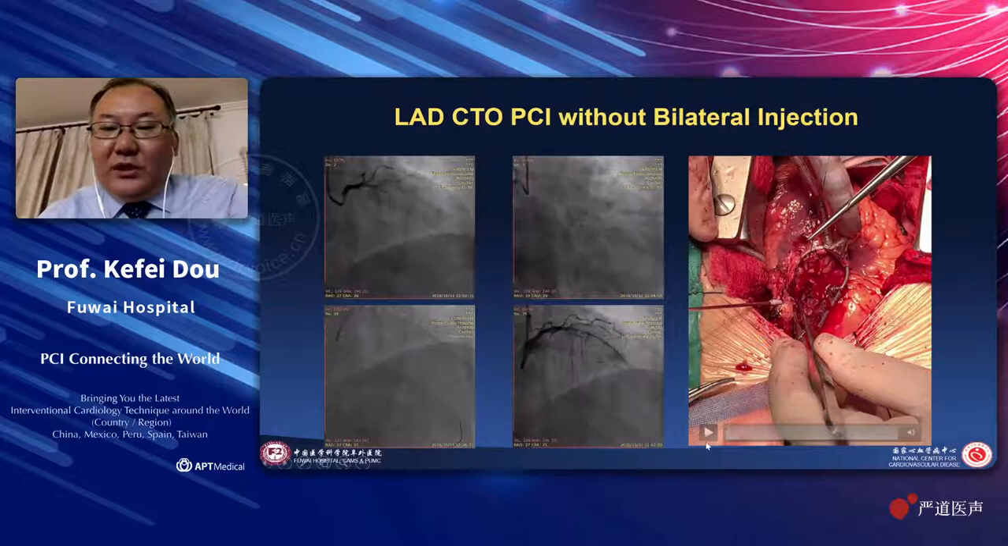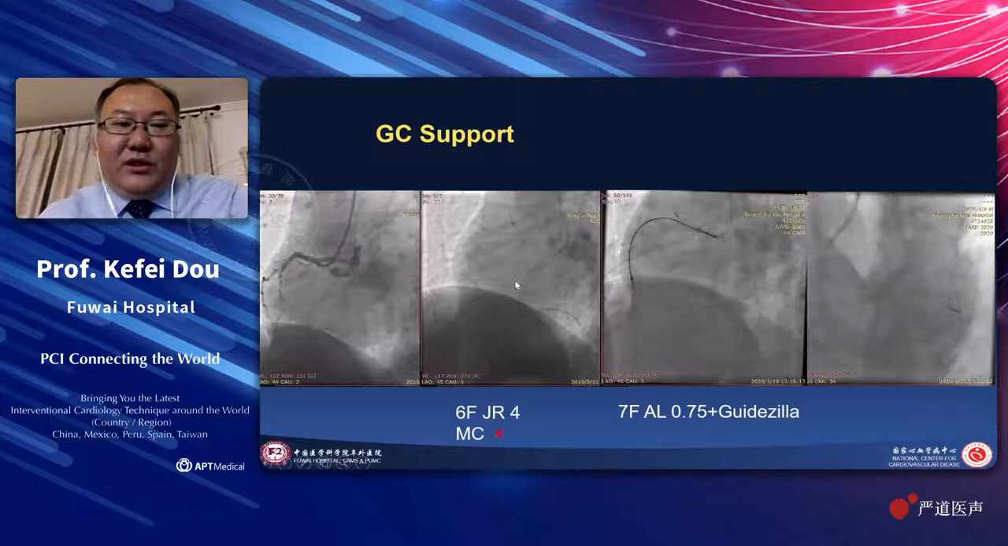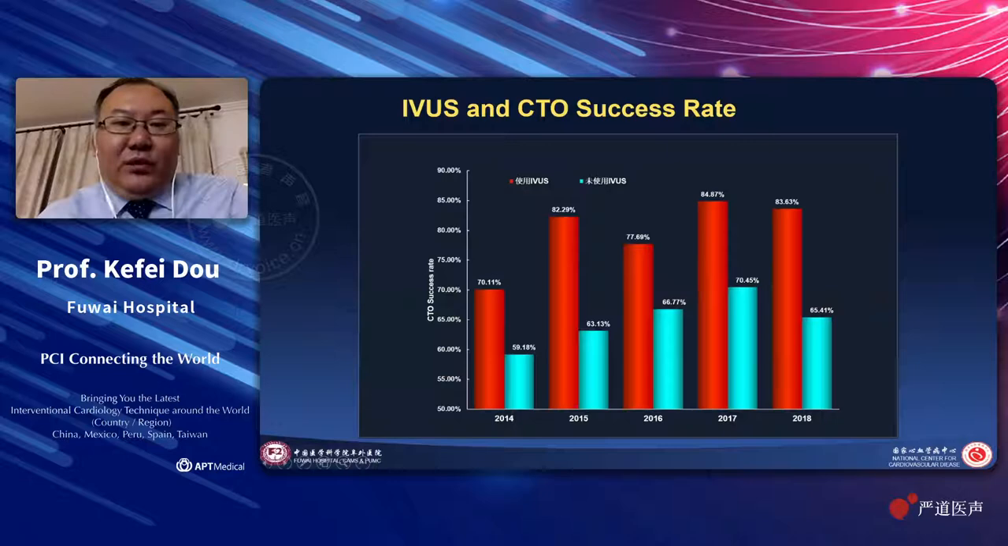And also, we will teach young doctors how to use guiding catheter support and choose the right guiding catheter. These are very fundamental skills, but they have to master them. And before they start doing CTO cases independently, we also let them master the IVUS knowledge to improve the CTO success rate. We can see in Huai Hospital, if you use IVUS to guide the CTO cases, the success rate 2 years ago was around 83%. But if you don't use IVUS to guide the CTO, only a 65% success rate.